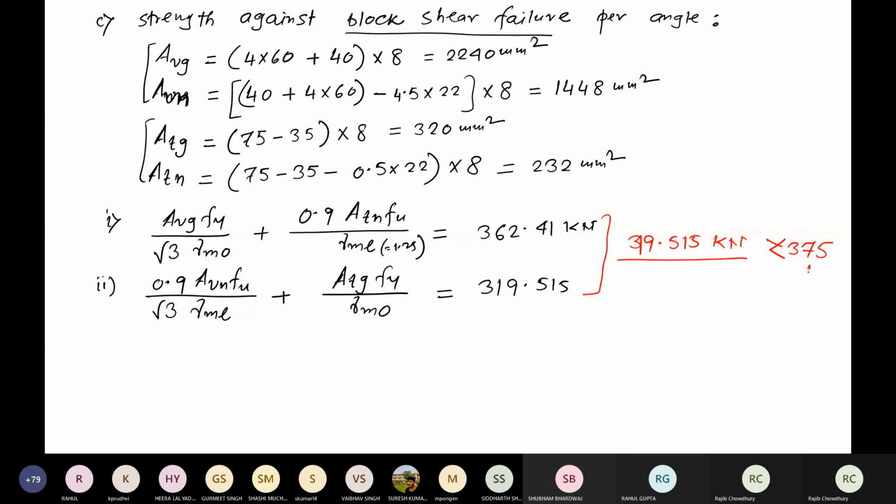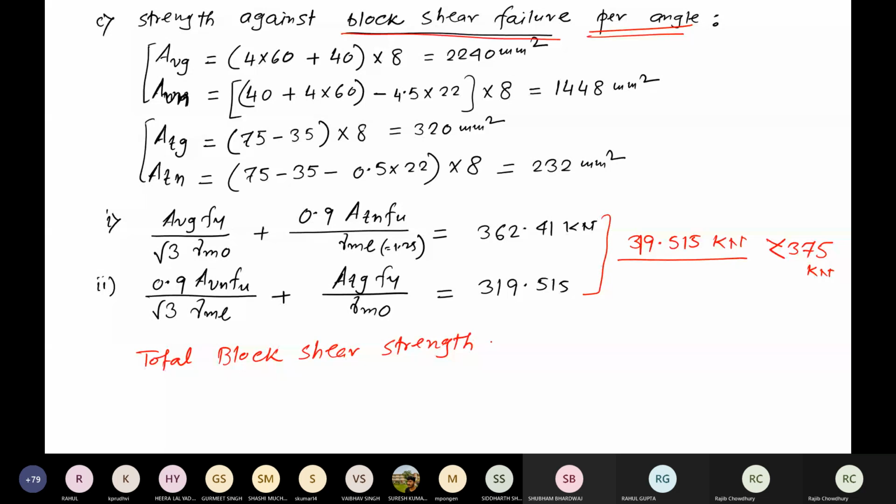So now, does this make any sense? See, just look into this. This doesn't make sense, right? Now the thing is, we have calculated the block shear failure per angle. So how much is the total block shear strength? How many angles are there?